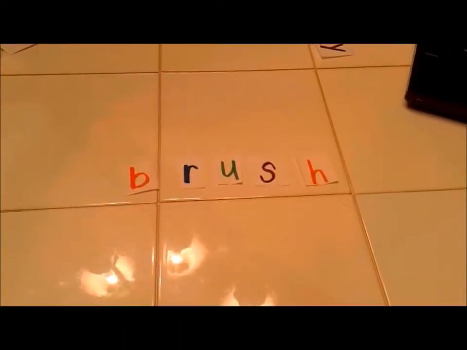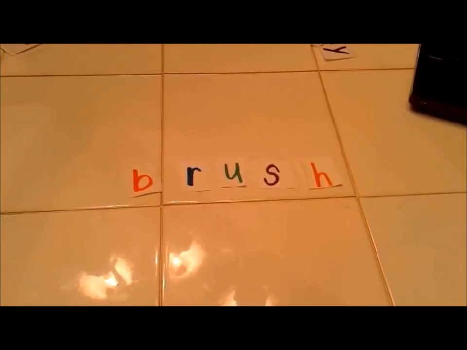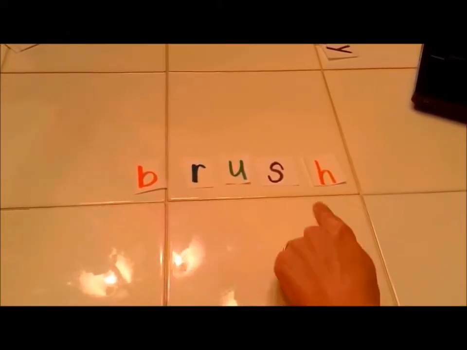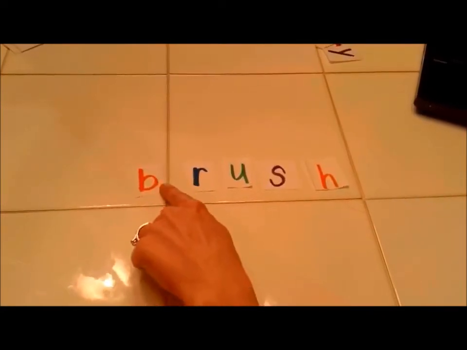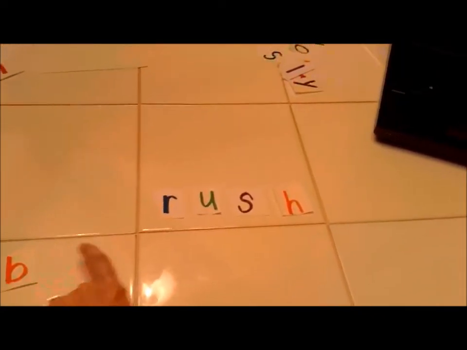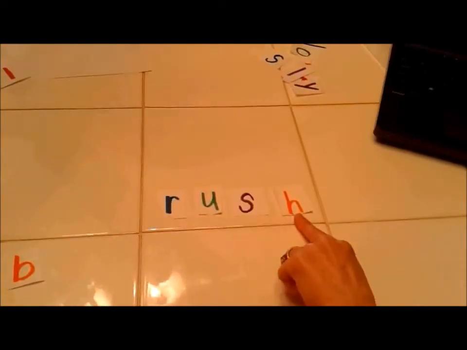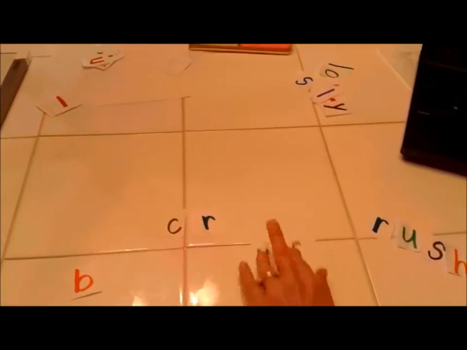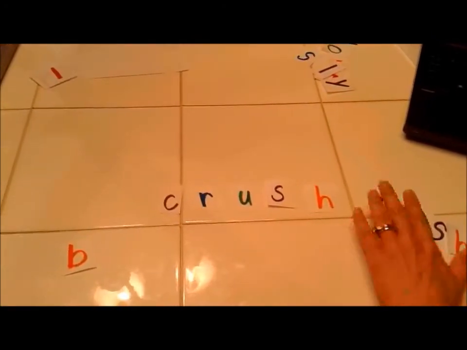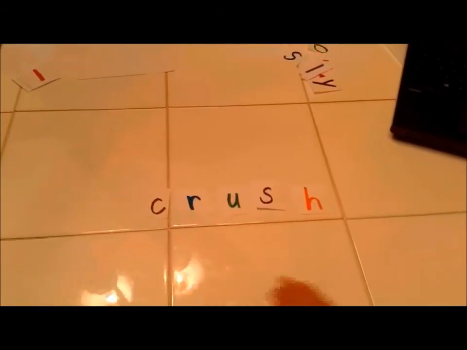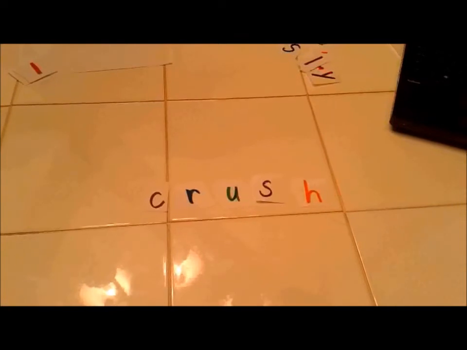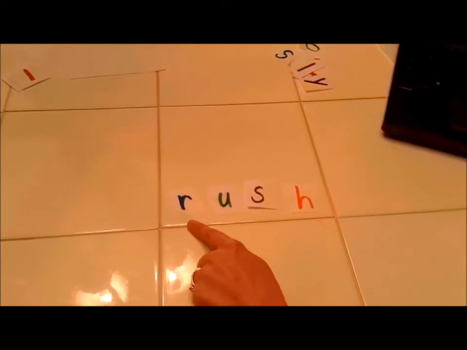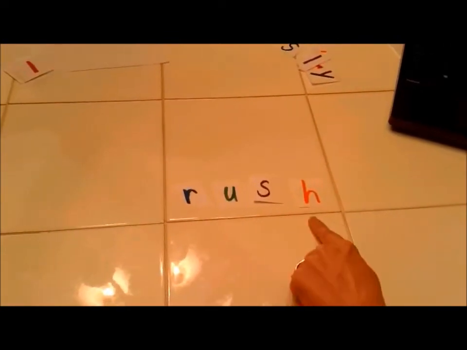Subtracting is taking letters away from a word. This teaches the child how to delete or subtract word parts on words he or she already knows. Look at this word, brush. If I subtract the B, the word rush is left. Now look at the word crush. What letter can you subtract at the beginning to make a new word? The word you have left is rush.